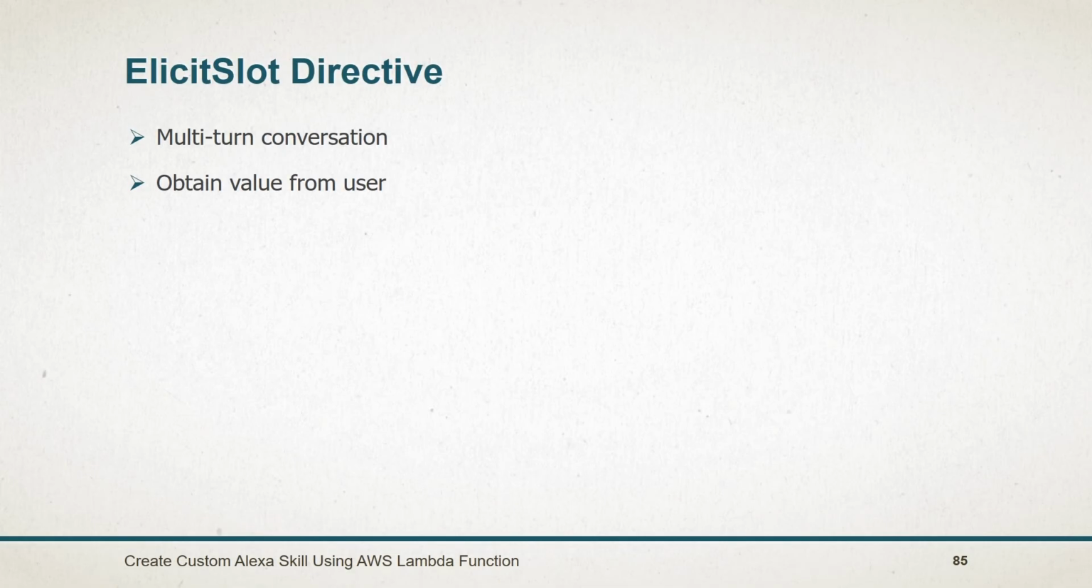Like Delegate Directive, the ElicitSlot Directive is used to create multi-turn conversation. If the user has not uttered a specific slot value, then this directive can be used to manually specify a prompt to elicit for particular slot. In delegate directive, we have set default value, but in elicit slot, we will prompt the user for slot value.